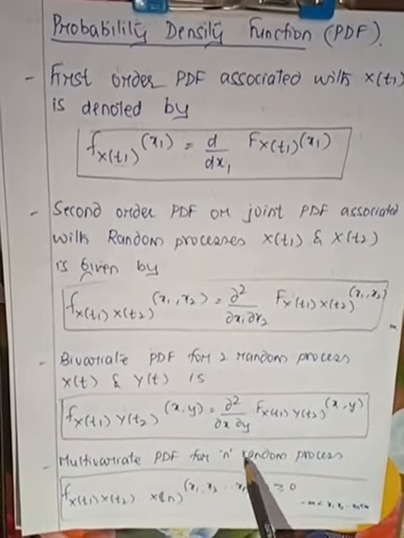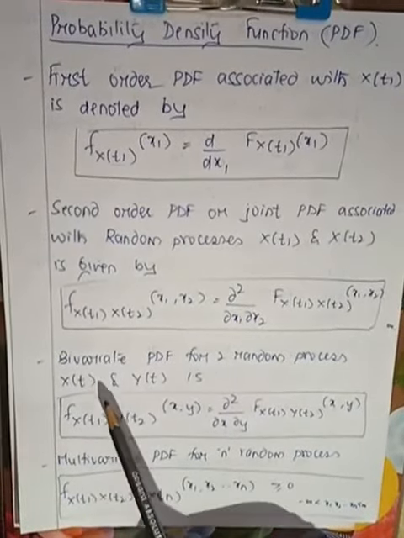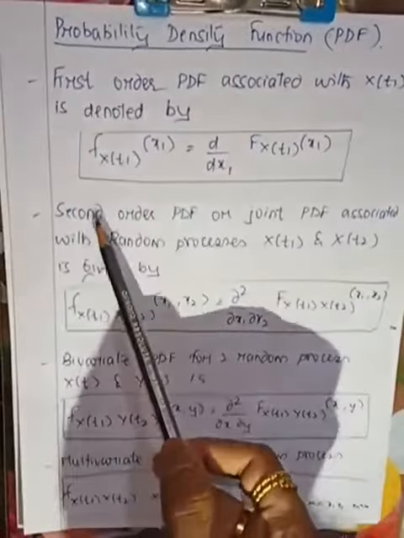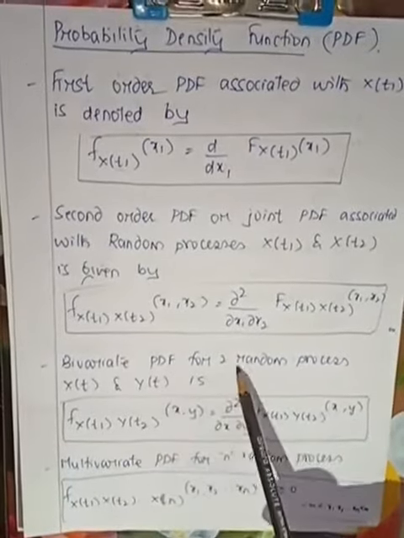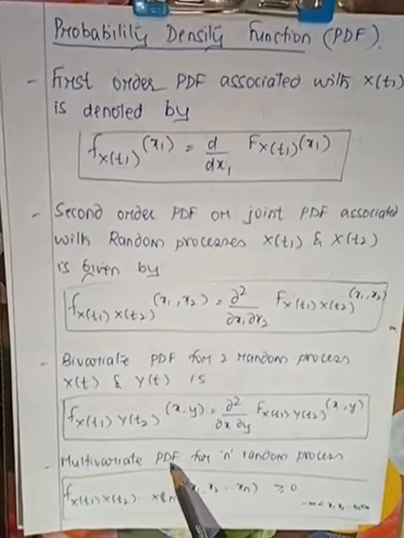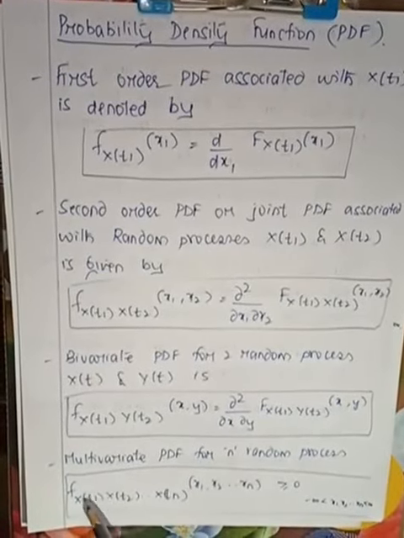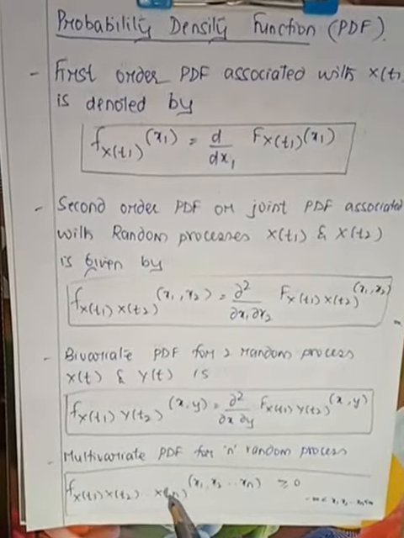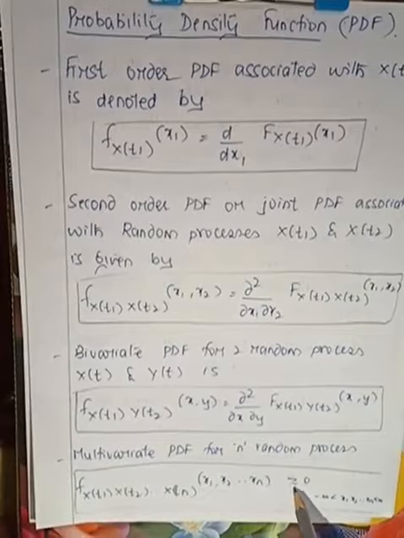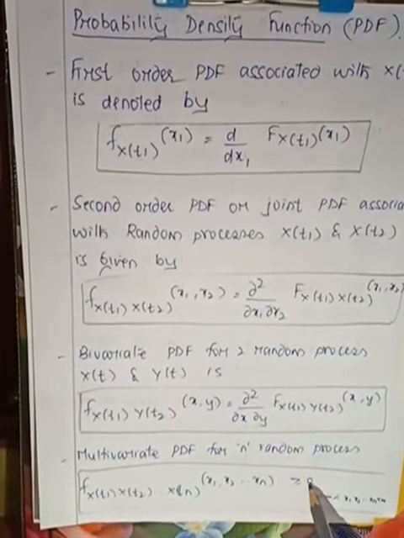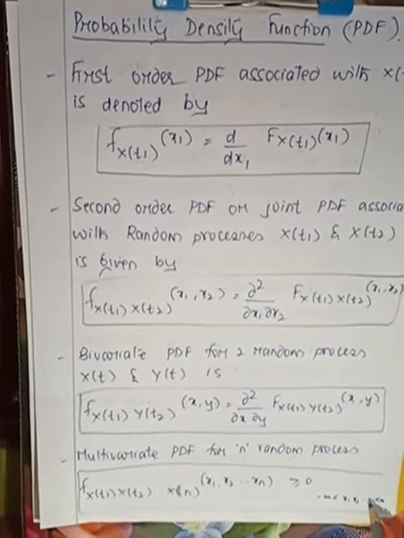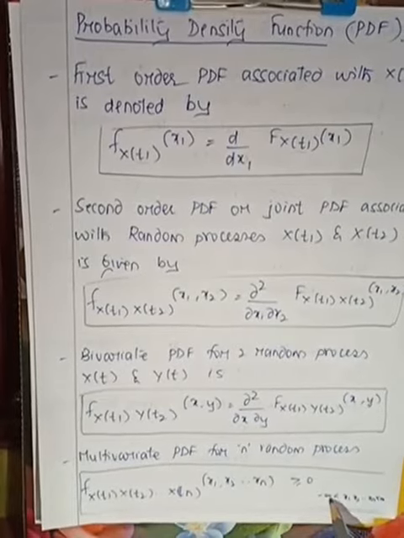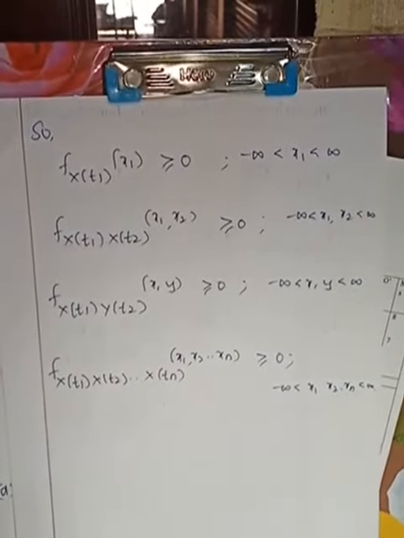Multivariate PDF for n random processes. So far we have discussed the first order, second order, and bivariate PDF for two random processes. Here, multivariate PDF for n random processes. N random processes means X of t1, X of t2 to X of tn for the random variables x1, x2, to xn. So this should always be greater than or equal to 0 for the limits x1, x2, to xn in between minus infinity to plus infinity.